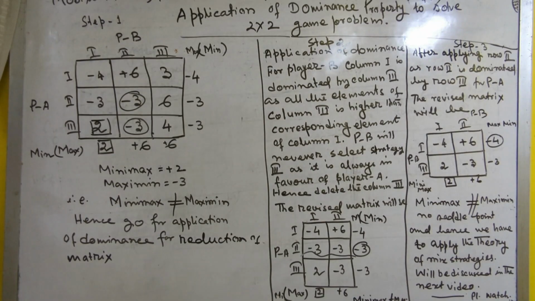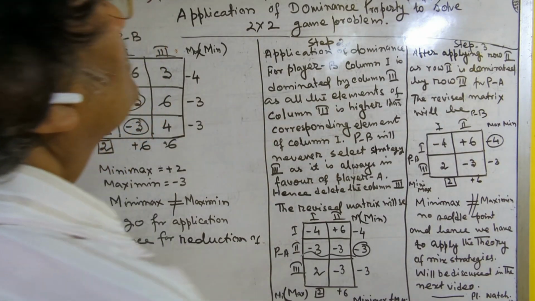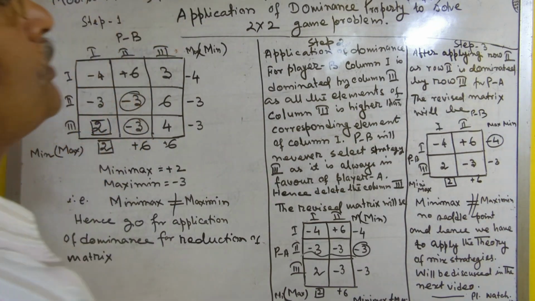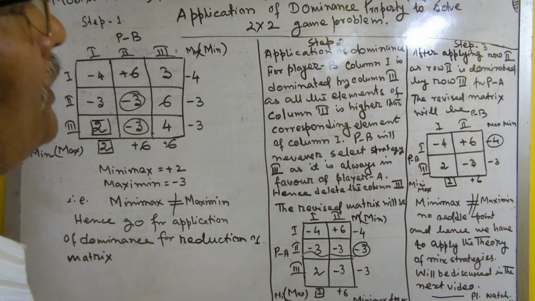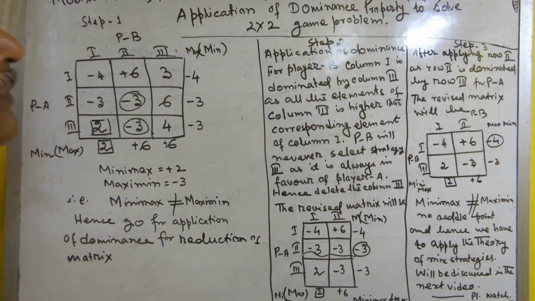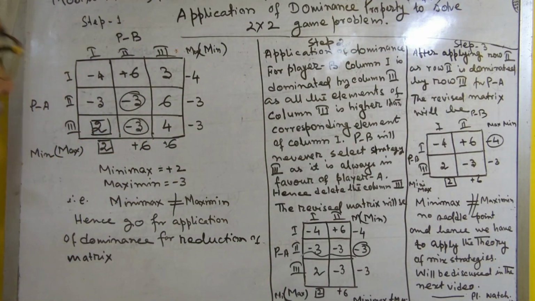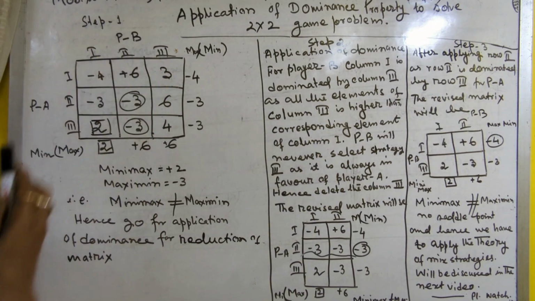In this problem, we are going to discuss the dominance property to solve a game problem when minimax is not equal to maximin. Then, how we'll solve a two-person zero sum game by applying the dominance property. Okay, this is the problem.